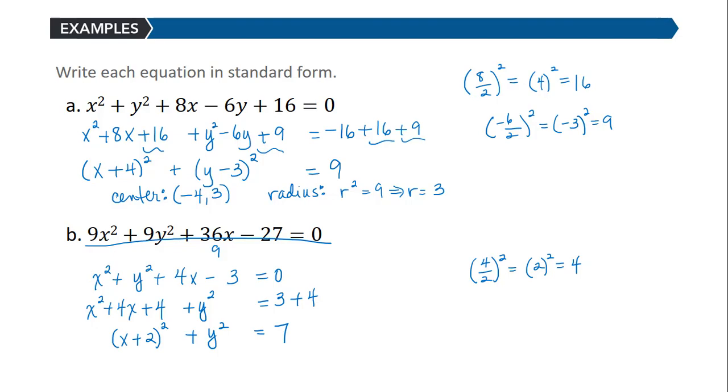So I know now that the center of that circle is (negative 2, 0), because the term subtracted from y is 0. And then the radius, remember that r squared is 7, so that tells us that r has to be the square root of 7.